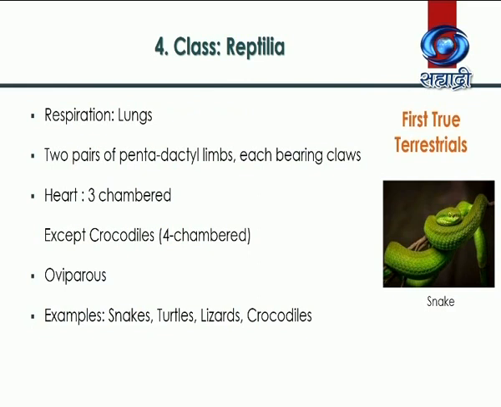Two pairs of pentadactyl limbs are present, each bearing claws. Here, heart is three-chambered, except in crocodiles. In case of crocodiles, heart is four-chambered. These members are oviparous, that means egg-laying. The common examples are snakes, turtles, lizard, and crocodiles.